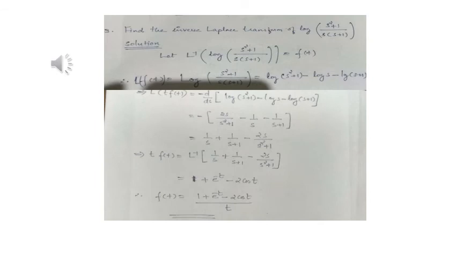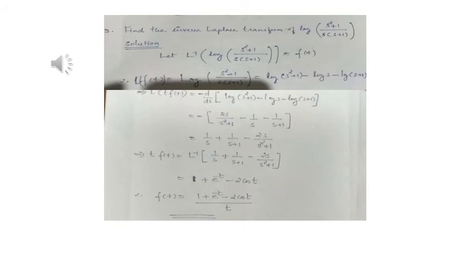Similarly, next question, find the inverse Laplace transform of log of s square plus 1 divided by s into s plus 1. So here, as we did earlier, L inverse of log of s square plus 1 divided by s into s plus 1 is equal to f of t. Then L of f of t is equal to log of s square plus 1 by s into s plus 1, which is log s square plus 1 minus log s into s plus 1. Log ab can be written as log a plus log b, so again splitting it, you will get minus log s minus log s plus 1.